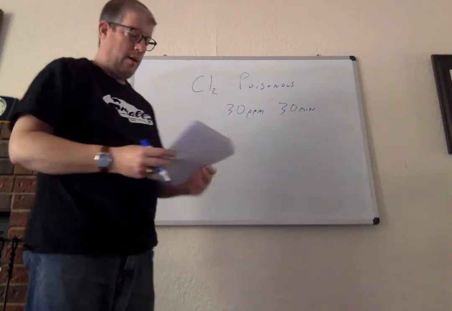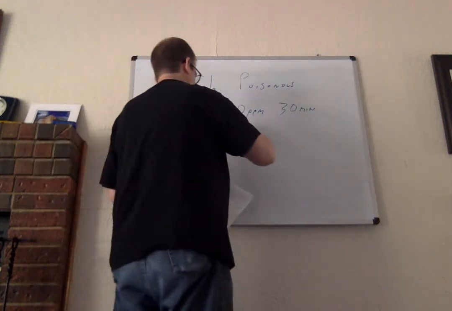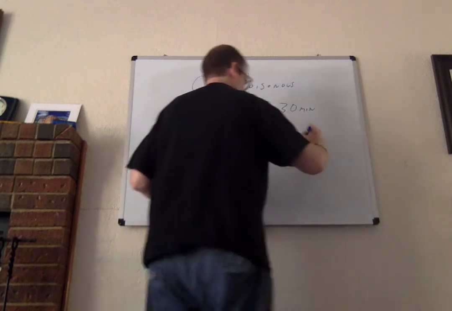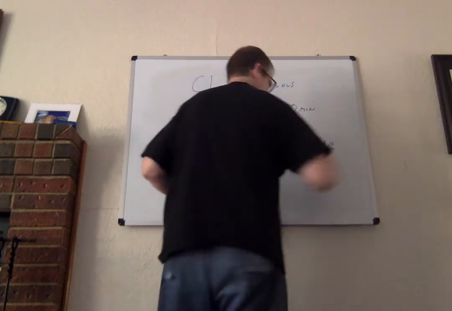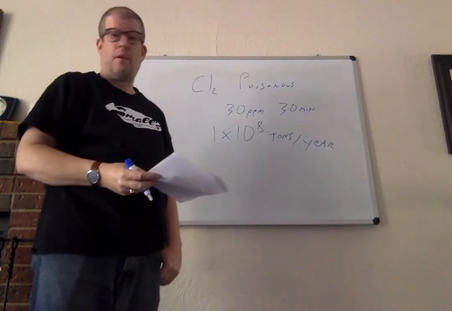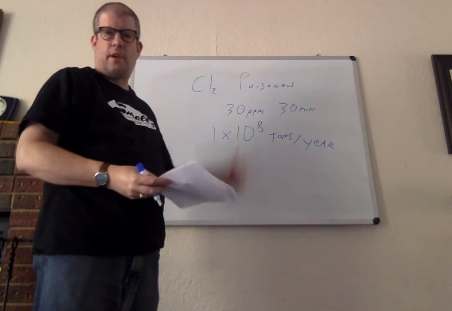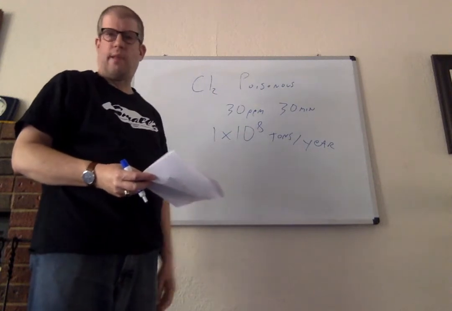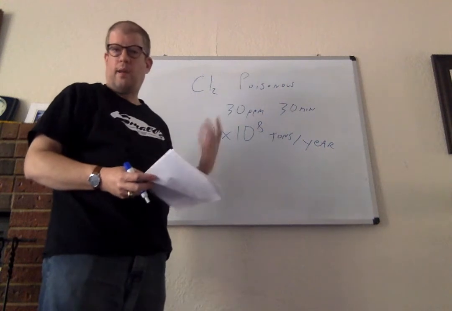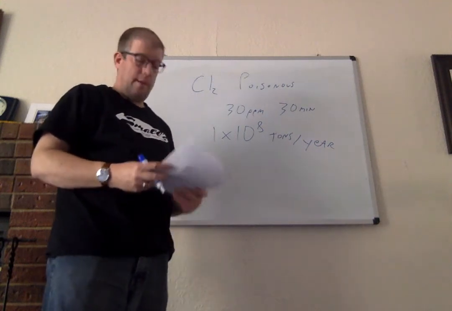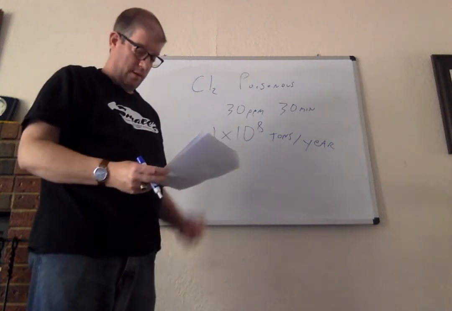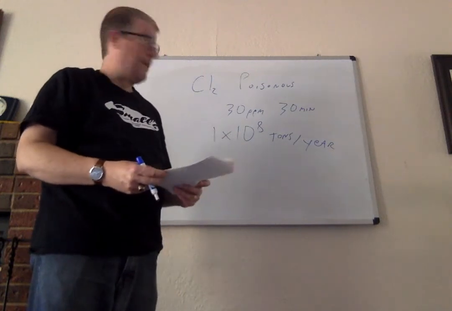Now this is prepared on a huge scale, 1 times 10 to the 8th tons per year, once again, because this is the starting material for all kinds of chlorine-containing compounds. Organic compounds that have chlorine in them, sodium chloride, if you're going to produce that, or things like this. And so that's why it's produced on such a large scale.